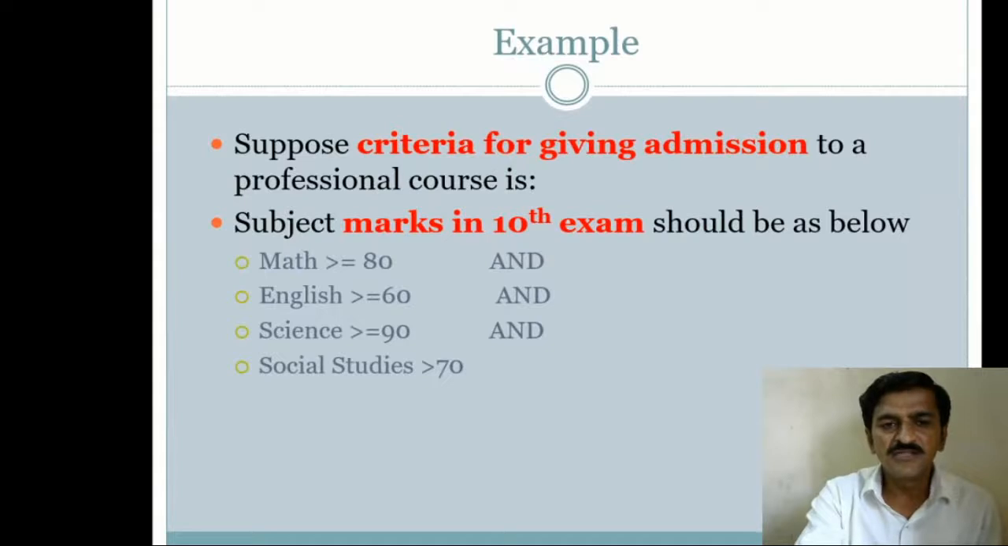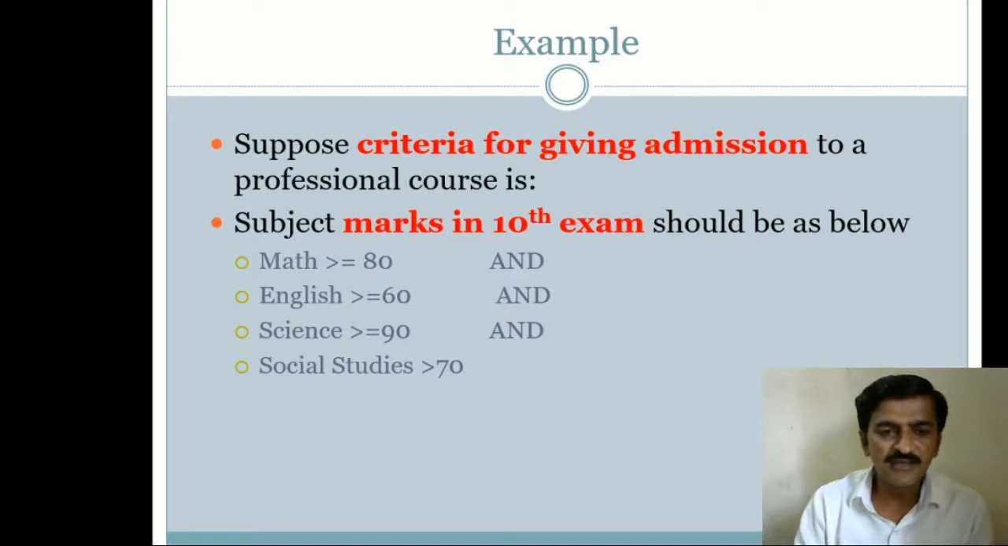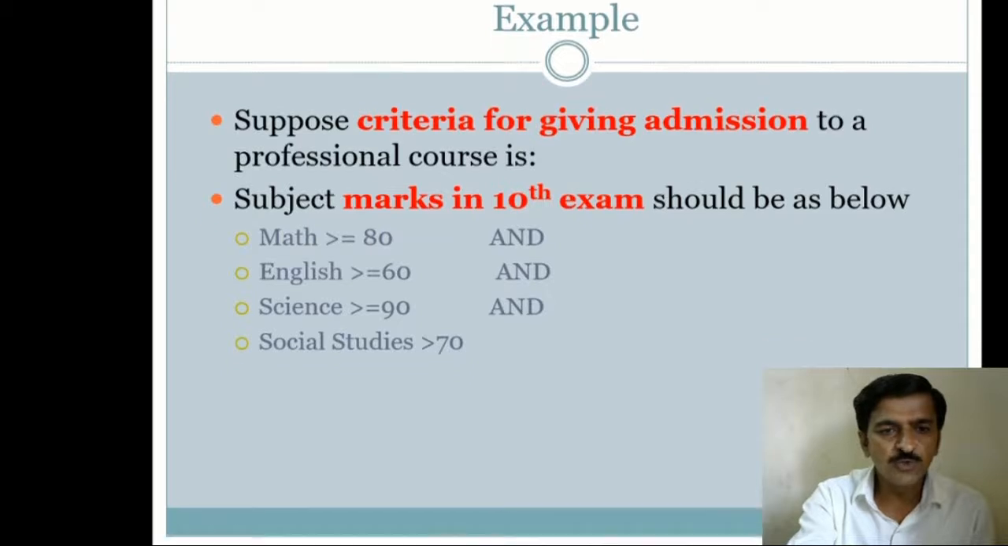Let's illustrate with an example. Suppose the criteria for giving admission to a professional course recommends that the subject marks in the 10th exam should be as below. If the math mark is greater than 80, and the English mark is greater than 60, and the science mark is greater than 90, and the social studies mark is greater than 70, then and only then will the student be eligible for admission to that particular professional course.